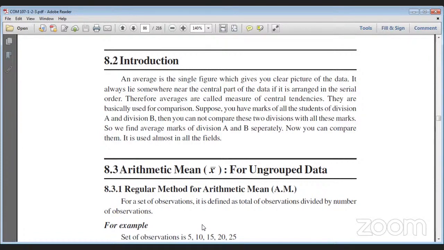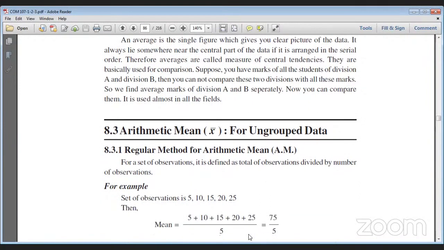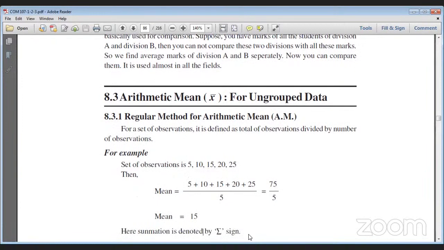The summation is denoted by the sigma sign given there. In the example, 5 plus 10 plus 15 plus 20 plus 25 is equal to 75, and the mean is 75 divided by 5, which is 15.